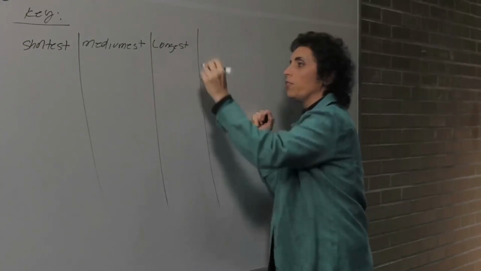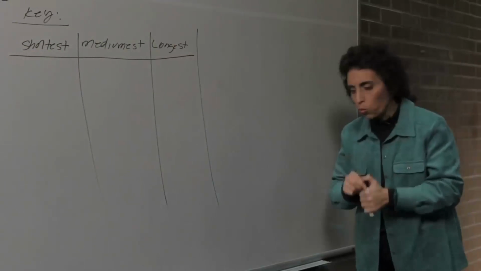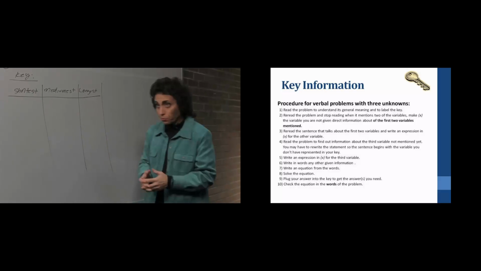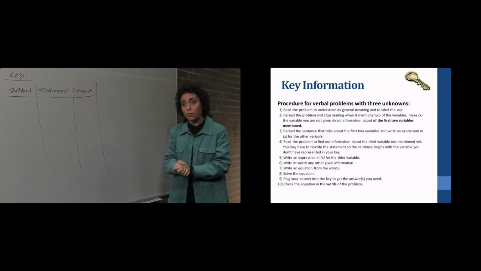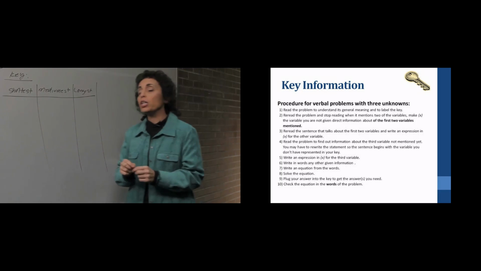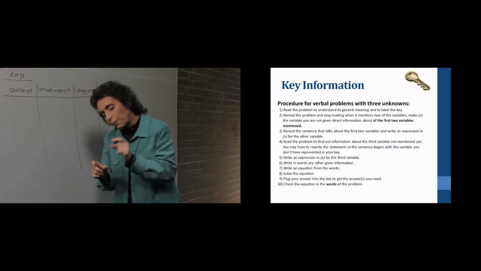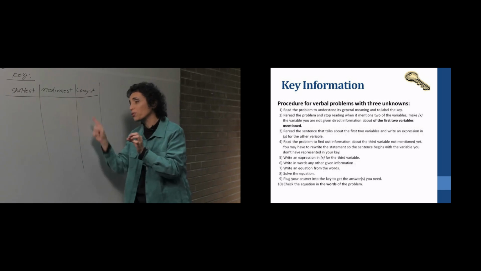Okay, now here's the deal. Here's how this is going to work. If you look in your workbook, there is a key of things to do. The first thing is we have to make the key just like before, but we have to read the problem and make x the one we know nothing about of the first 2 variables they mention.